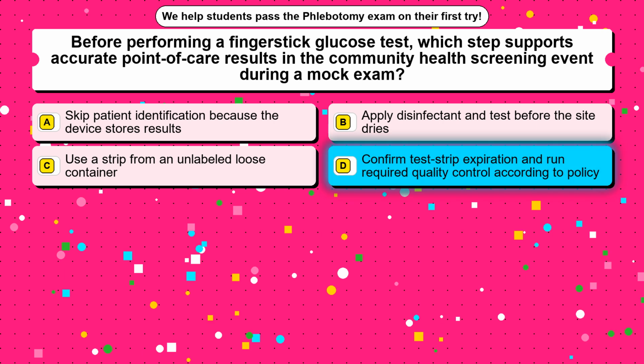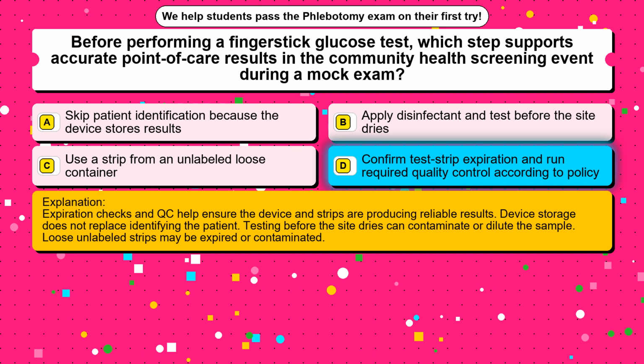The correct answer is option D. Confirm test strip expiration and run required quality control according to policy. Expiration checks and QC help ensure the device and strips are producing reliable results. Device storage does not replace identifying the patient. Testing before the site dries can contaminate or dilute the sample. Loose unlabeled strips may be expired or contaminated.